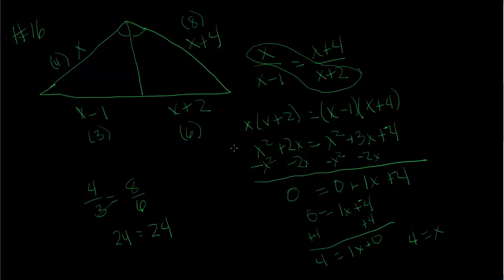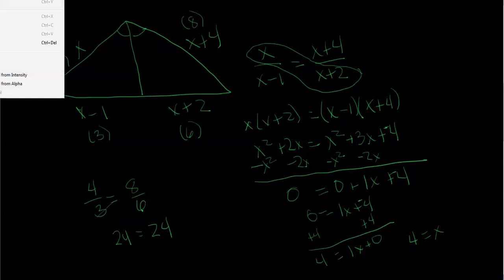And number 17. Ooh, parallel lines with 2 transversals, and they tell me that this one is x, this is x plus 5, this is 2x minus 8, and this is x plus 8.